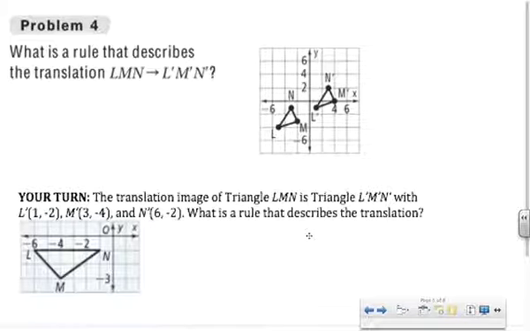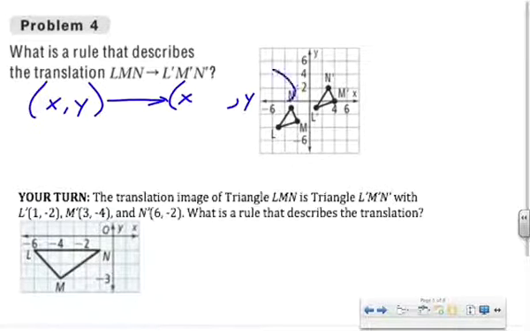Okay, how about working backwards? If I have the pre-image and image, can I come up with a rule that describes the translation? Make sure that you're making your rule look the way they did. You're doing something to the x and y to move them. Make sure, and here's another common mistake that could happen.